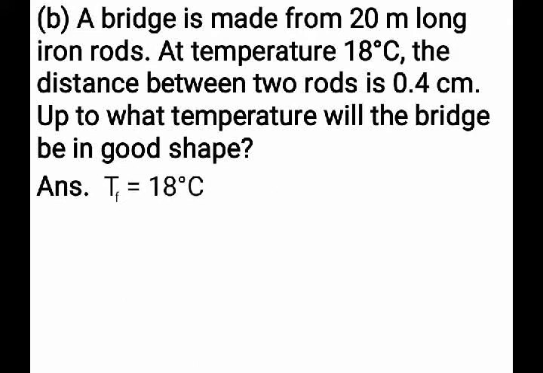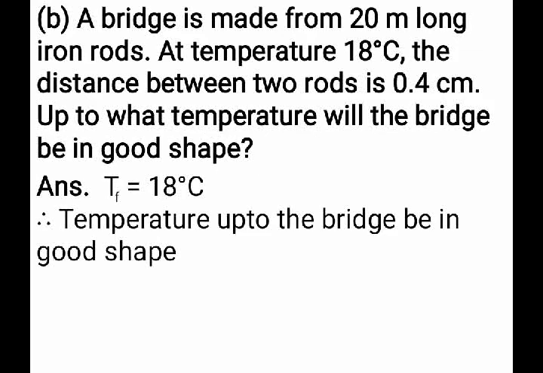Final temperature is 18 degrees Celsius. You have to find up to what temperature the bridge will be in good shape. So you have to write this statement. Therefore, the temperature up to which the bridge will be in good shape is equal to final temperature plus initial temperature, that is 18 plus 17.4.